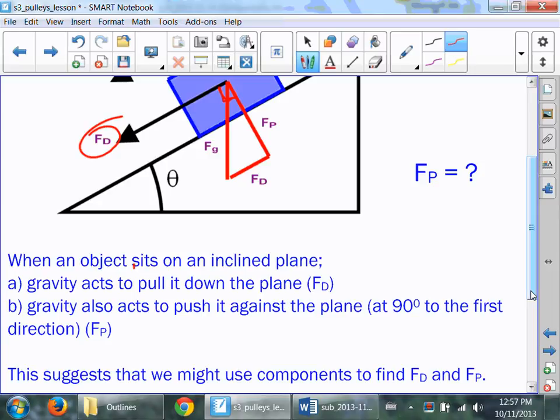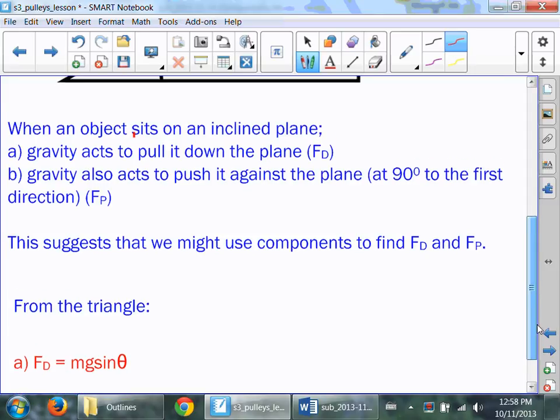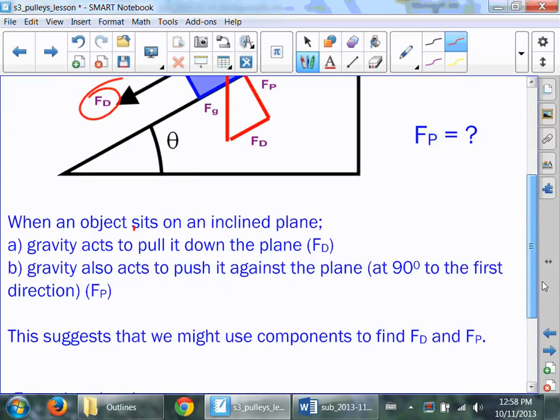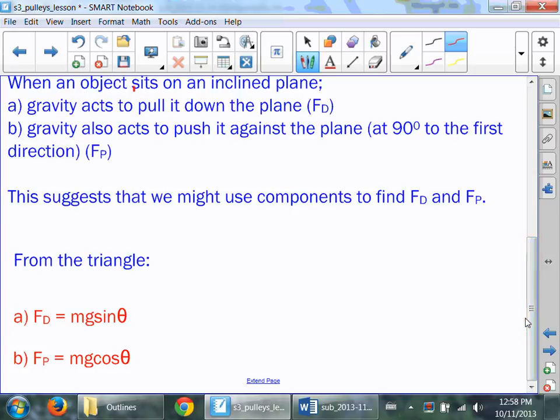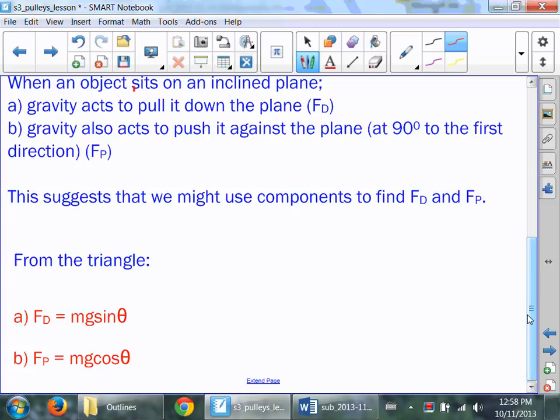This suggests that we need to use components to find out what Fd and Fp are. From the triangle, we know that Fd is going to be mg times sine theta, where theta is this angle right here. Likewise, Fp is going to be mg times cos theta. Okay?